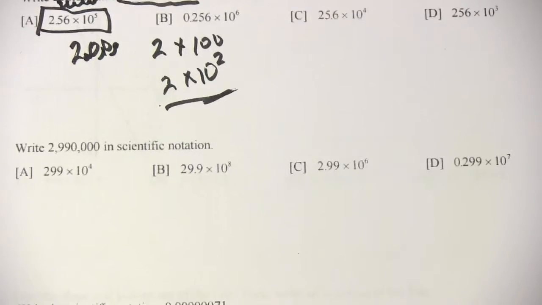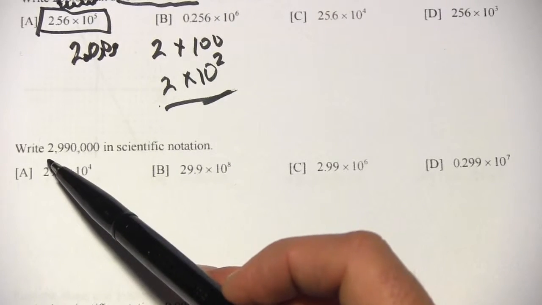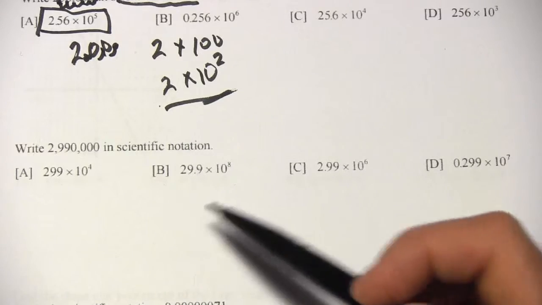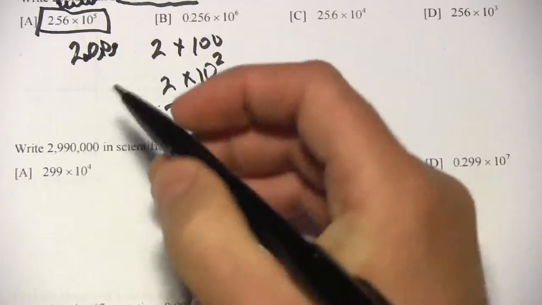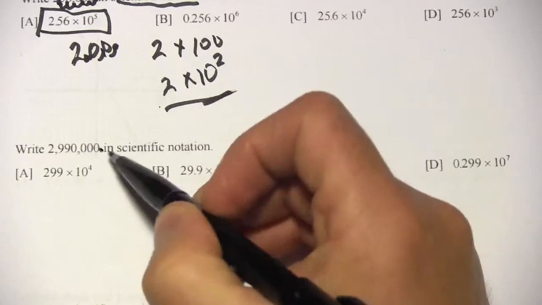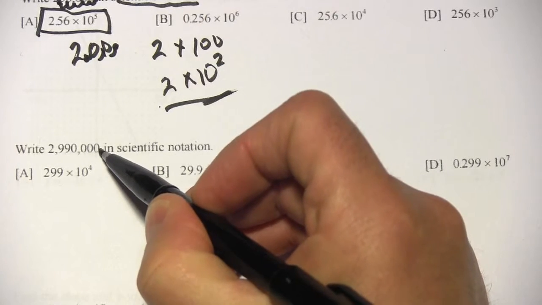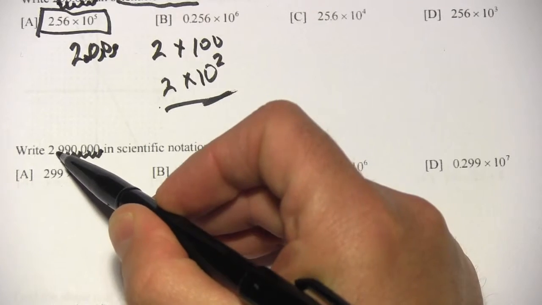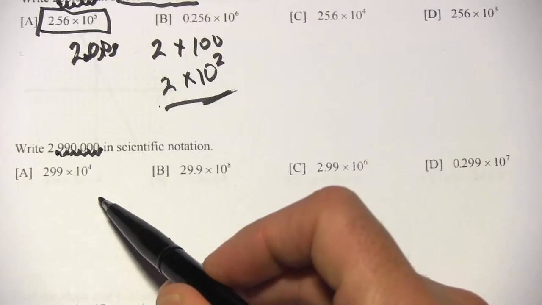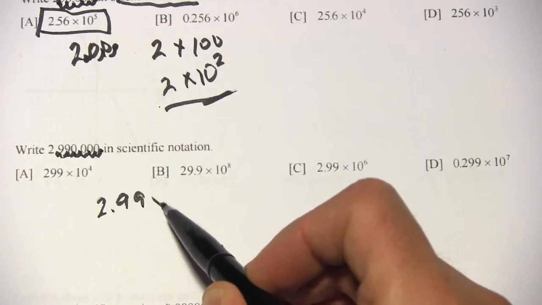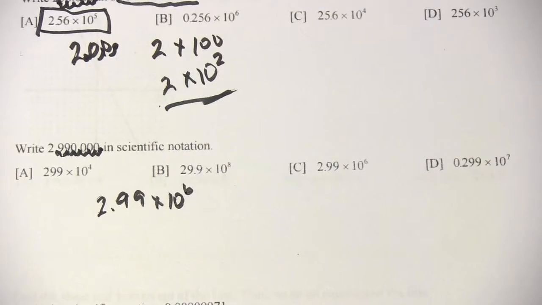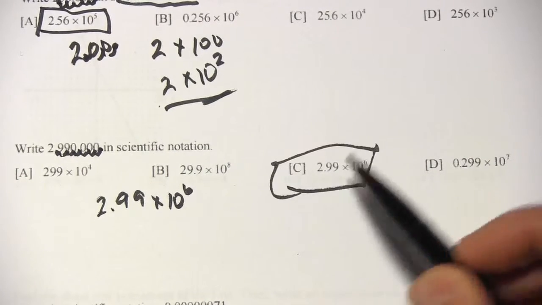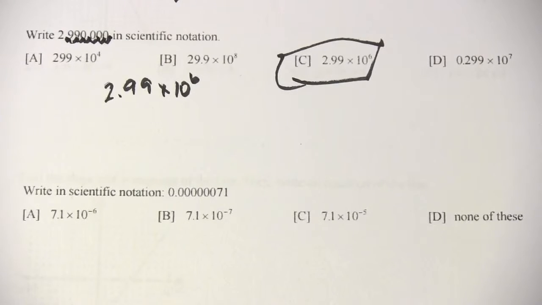Let's try another one. This one is 2,999,000. So we're going to write that in scientific notation. Let's count the decimal point spaces. So 1, 2, 3, 4, 5, 6. So this is going to be 2.99 times 10 to the 6th power. All right, let's try another one.